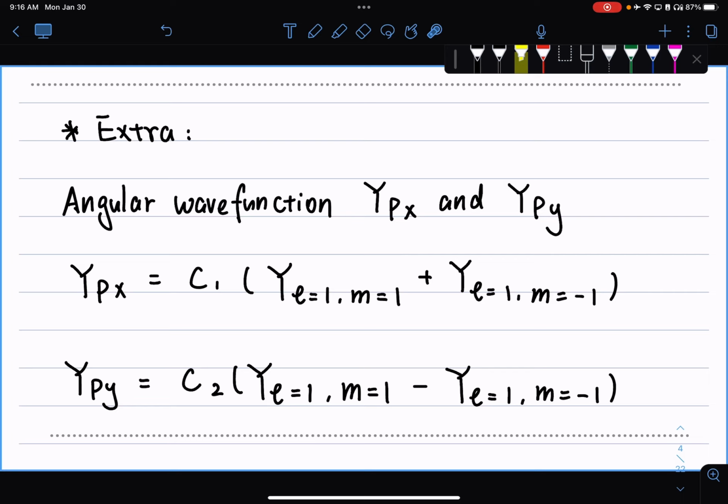So these are extra. What I want to say is I don't expect you to know how to assign your magnetic quantum number to the atomic orbitals for the p and d atomic orbitals. You only need to know that 210 corresponds to the 2pz, and that's all.